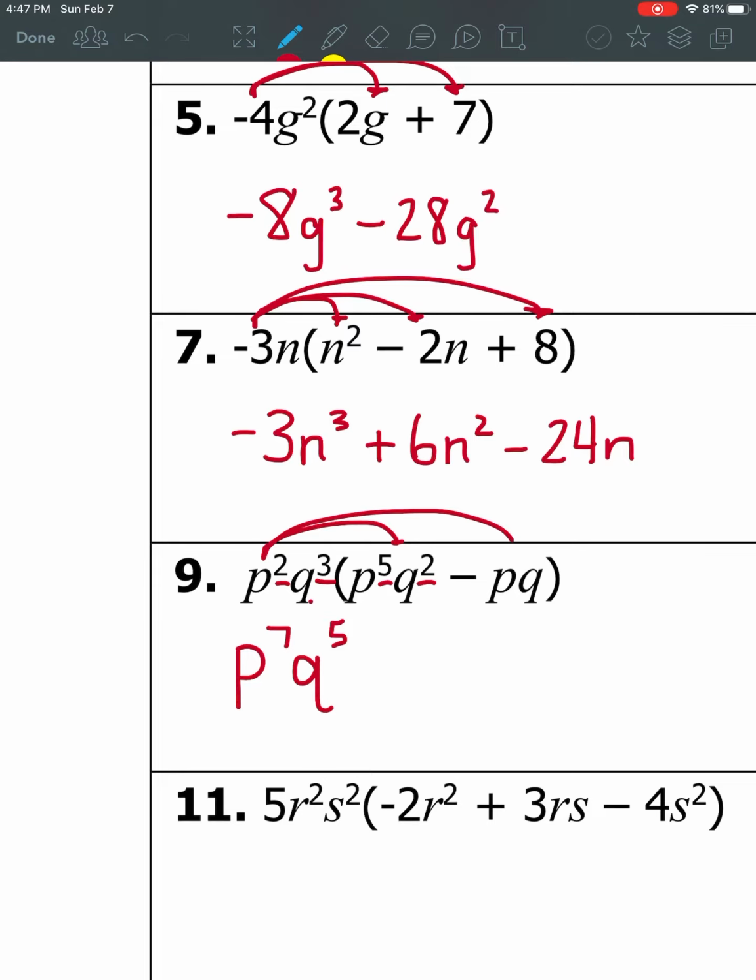And then this also gets distributed to this minus pq. So I like to think of whether it is going to be positive or negative first, and then deal with your exponents.